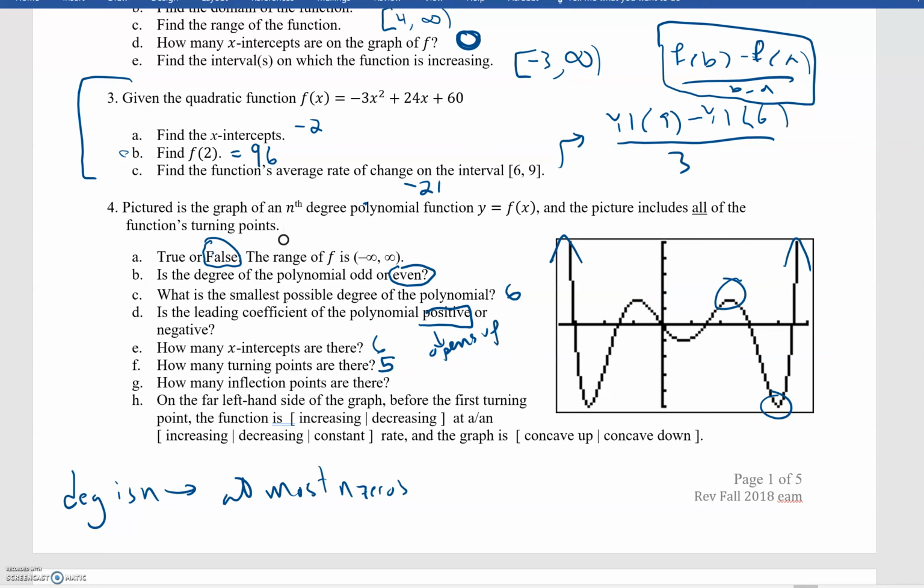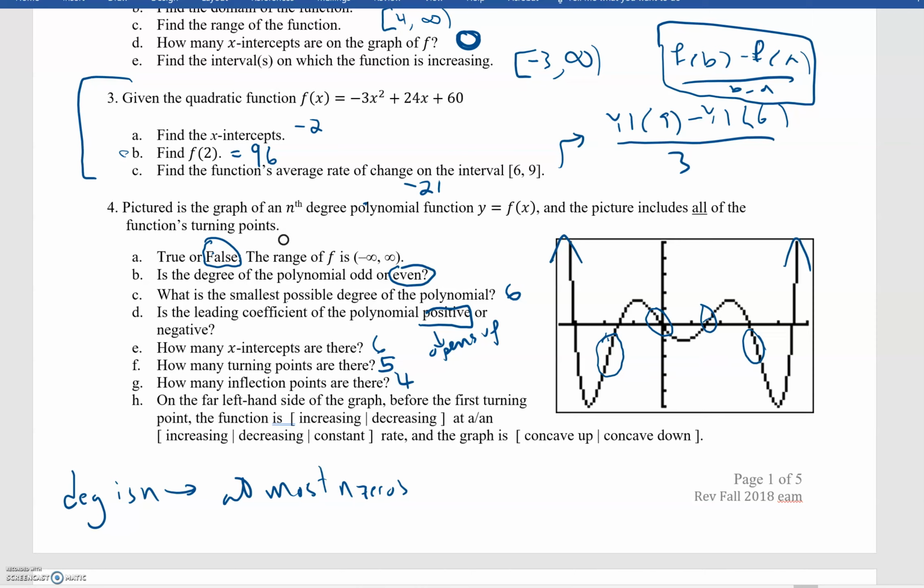Okay, how many inflection points? So every time we change from concave up to concave down, we have an inflection point. So we're just going to have to roughly guesstimate where they are. So we have one in here somewhere, we have one in here, we have one in here, and we have one in here. We do not have one over here, and we don't have one over here because we're not changing concavity. So that's 1, 2, 3, 4 inflection points.